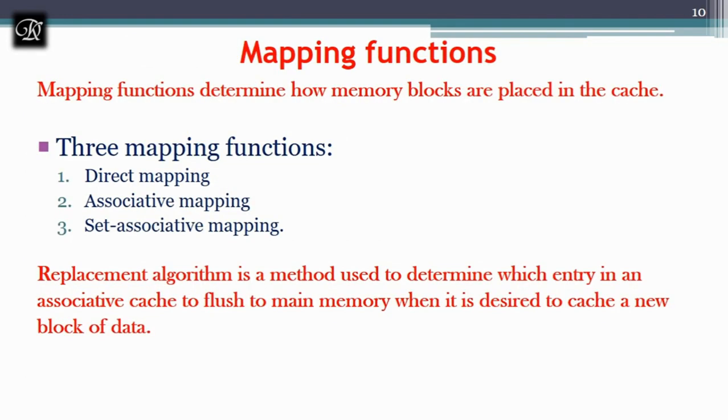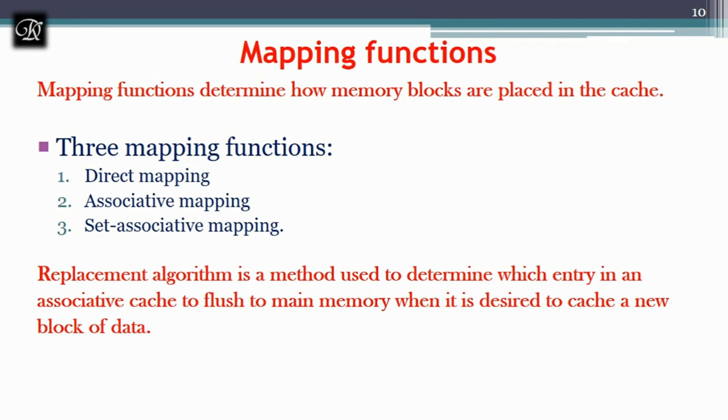Next we'll see the mapping function. I told you the decision of how to replace the data from the main memory to cache is done by the mapping function. There are three mapping functions. One is direct mapping, the simple one, and the other is associative mapping. Direct mapping has the disadvantage of not using the cache memory fully, which is overcome by associative mapping. But direct mapping is simple to build and less costly compared to associative mapping.